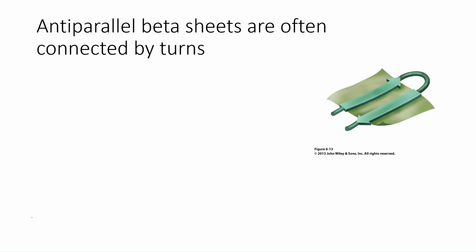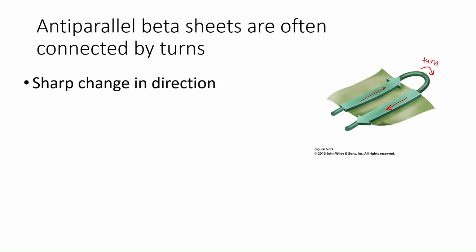So one fairly simple way to accomplish this change in direction is called a turn. So if you think of your anti-parallel beta sheet, here's one strand. It's going to go around this turn shape, and then that will allow the next strand to be running anti-parallel to the original one. And so you can imagine a whole bunch of these turns can connect together a whole bunch of these little strands, and that can help make up a nice big anti-parallel beta sheet.